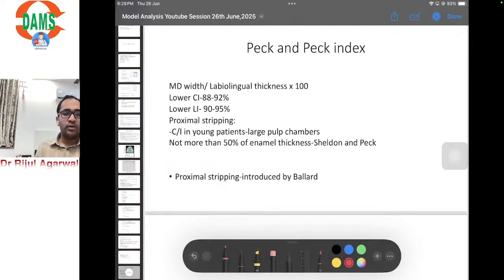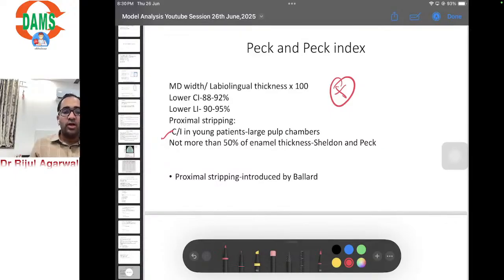If the ratio is more than that, you can go for proximal stripping. If it is less than that, proximal stripping is contraindicated. What are the other contraindications for IPR or proximal stripping? It is contraindicated in young patients because they have a large pulp chamber, and not more than 50% of the enamel thickness should be removed according to Sheldon and Peck. We have already discussed that in methods of gaining space. Those who missed that lecture can go on YouTube, we have that session already present there.